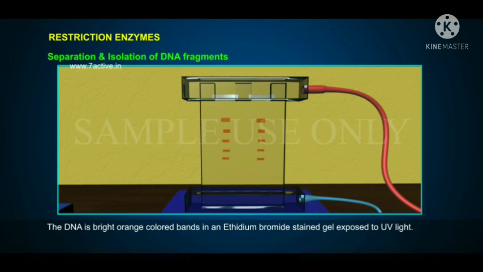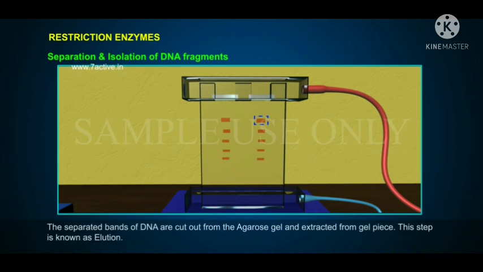The DNA fragments move in the agarose gel according to their size, and the bands or color that you observe on the screen are because of a dye known as ethidium bromide. Then you make incisions to separate the DNA, and the separated DNA is then used for further research. Thank you.